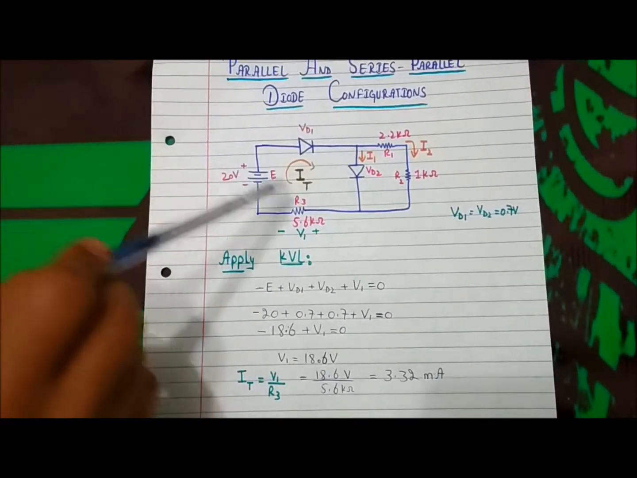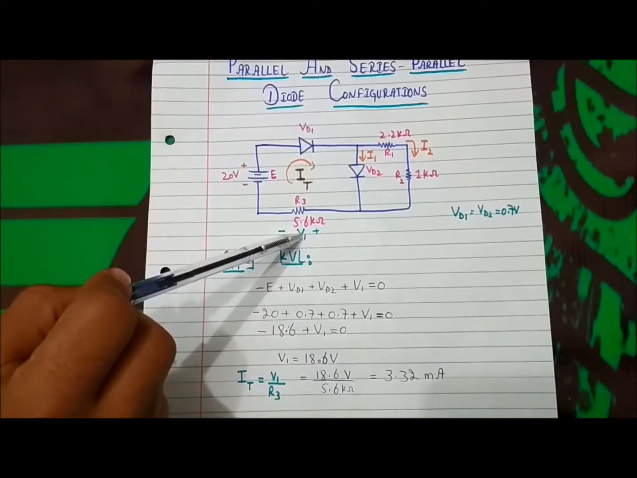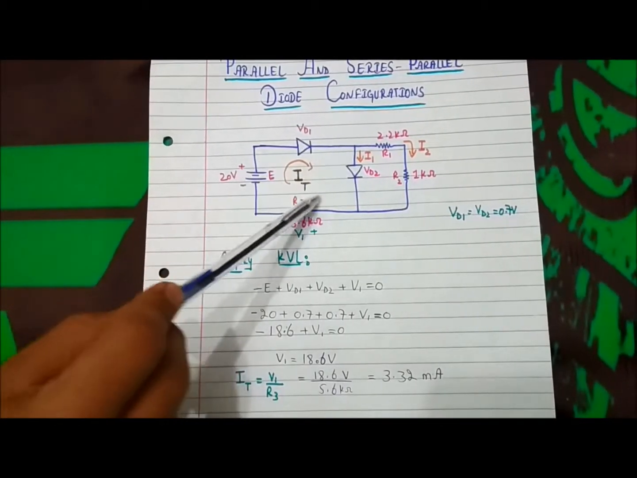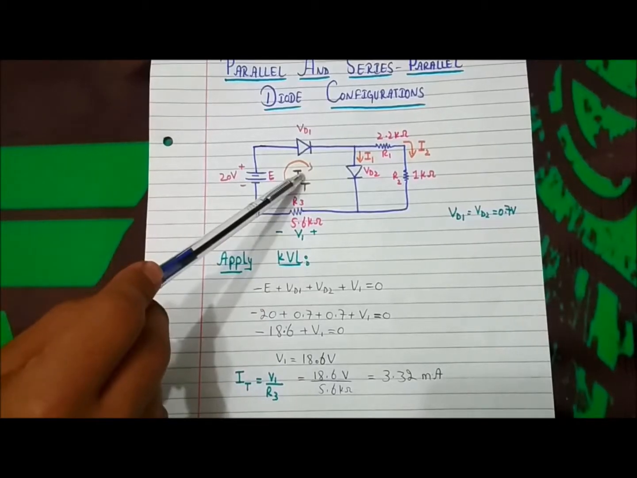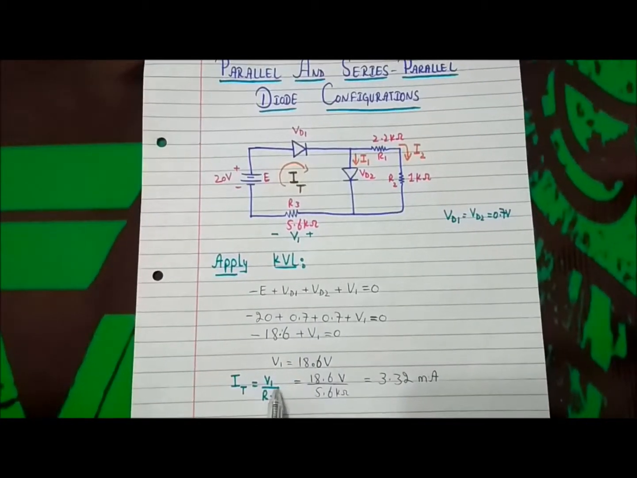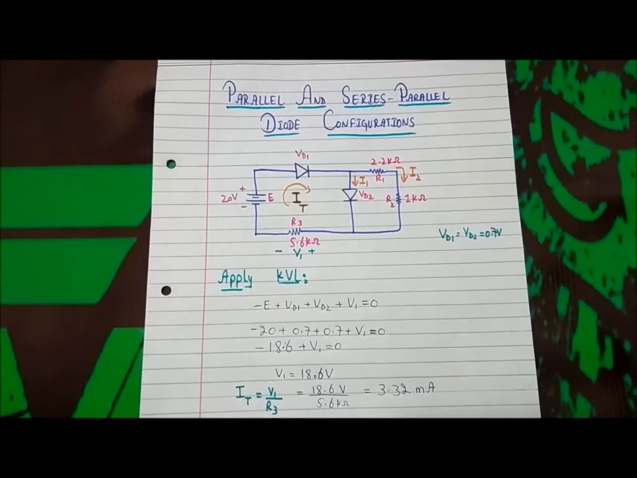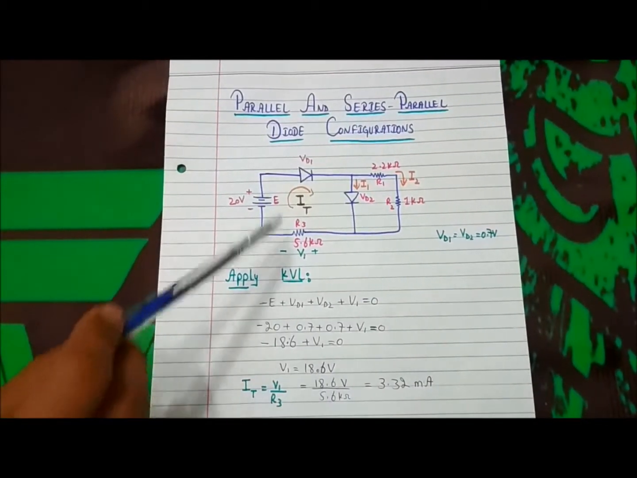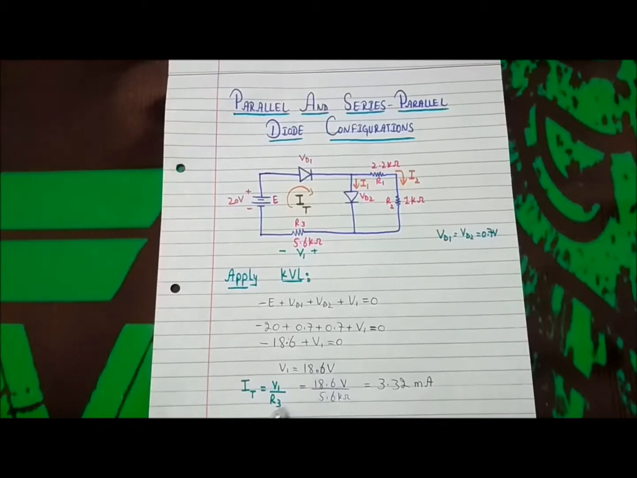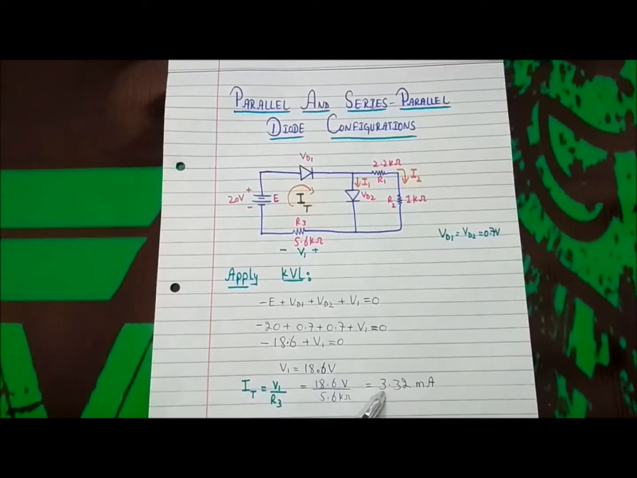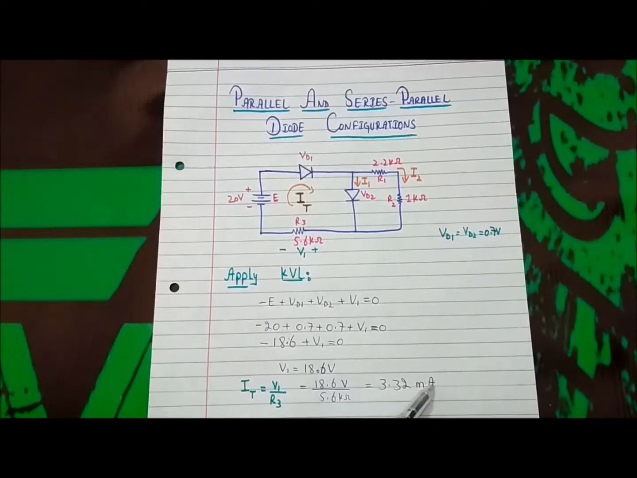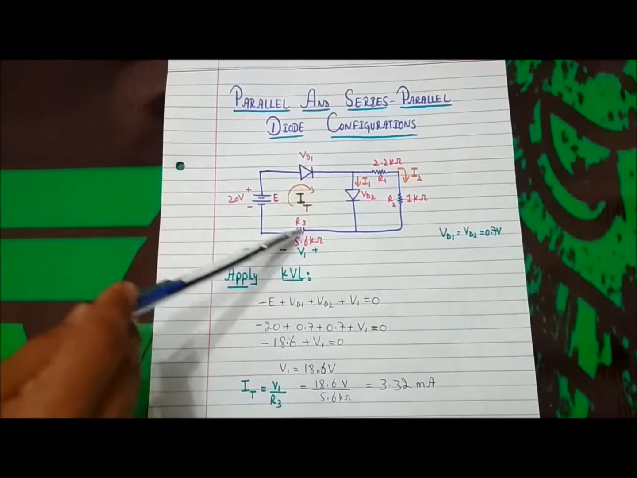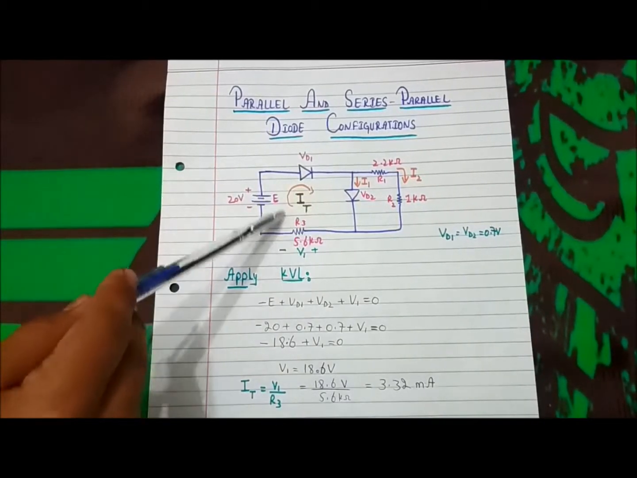Now by using this voltage V1, I will find the total current flowing in loop 1, that is IT. According to Ohm's law, IT is equal to V divided by R. So I have 18.6 divided by R3, that is 5.6 k ohm. So IT is equal to 3.32 milliampere, the total current flowing in this loop.